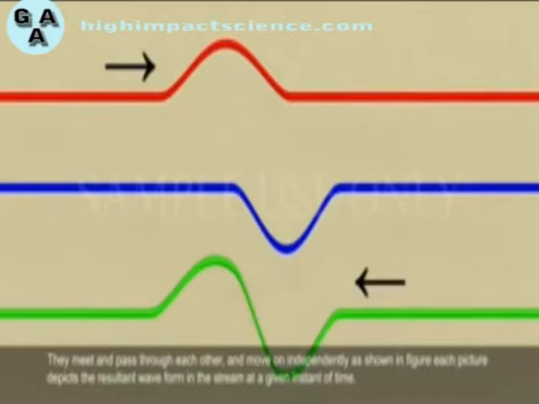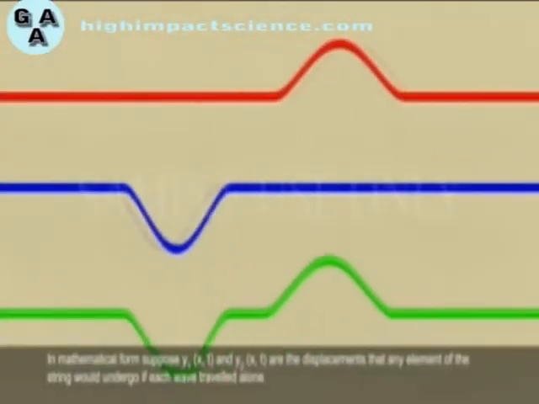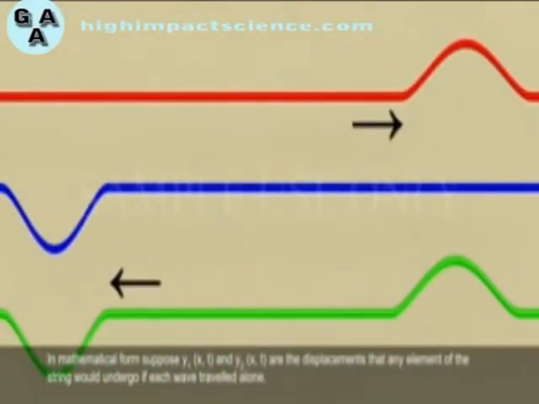Each picture depicts the resultant waveform in the stream at a given instance of time. The principle of superposition of waves implies that the overlapping waves do not in any way alter the travel of each other. The amplitude of the resulting pulses is the sum of the individual amplitudes of the individual pulses.